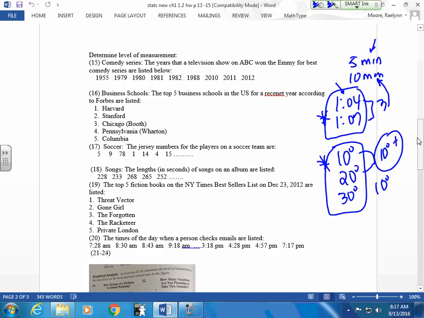Running times, here's another one. Running times in a marathon. Well, let's just say a 5K. So how long does it take to do a 5K? Like an hour, max. So 50 minutes? I don't know. So let's say 50 minutes. So I finished in 25. I finished in half of the time.